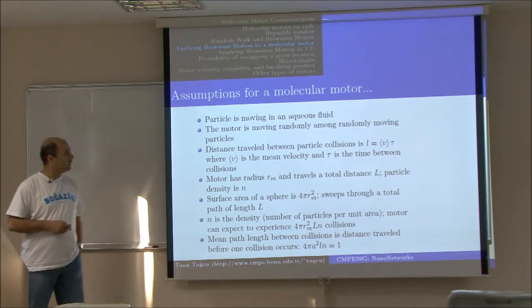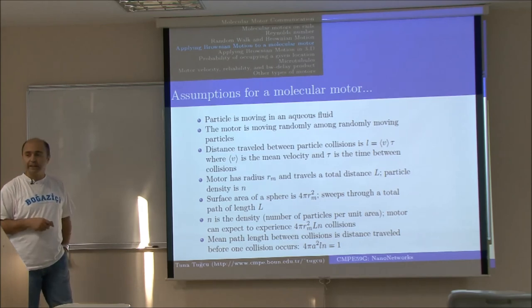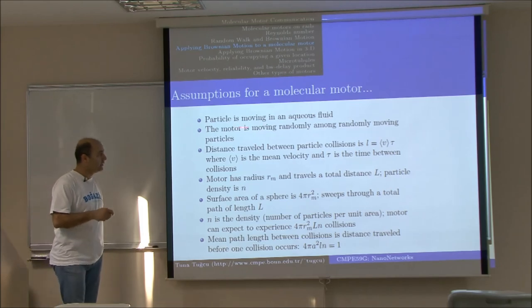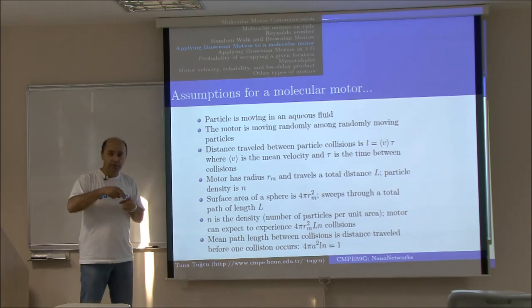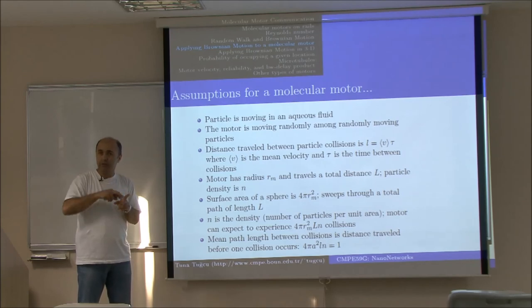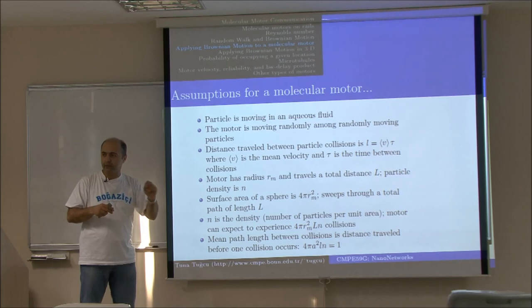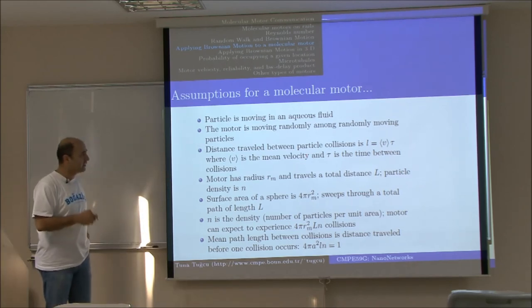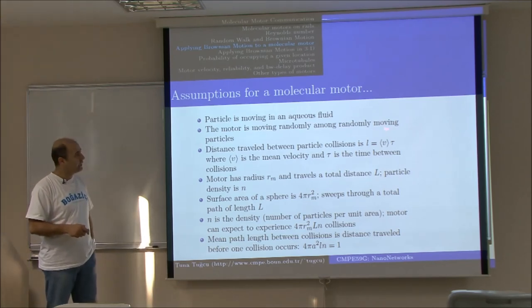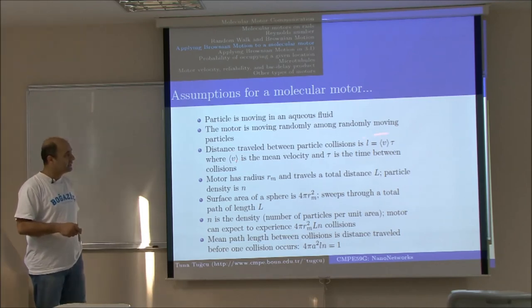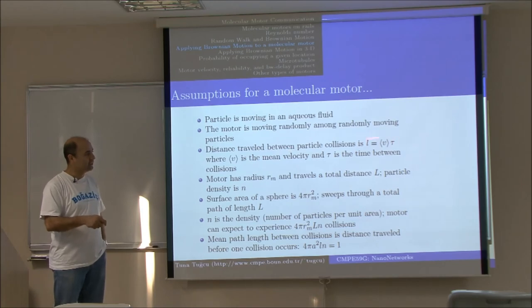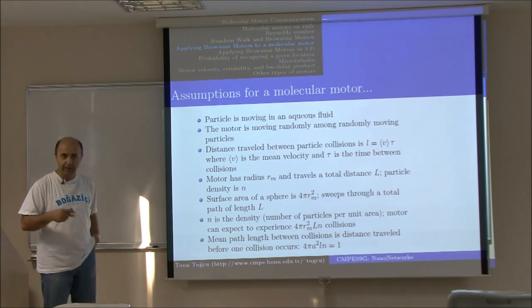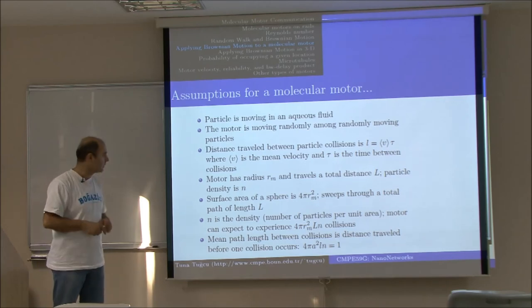So for the case of the molecular motor, the particle is now moving in an aqueous environment. The motor is moving randomly among randomly moving molecules. Pay attention, we are not talking about the case when it is walking on the microtubule, but the case when it is floating in the cytoplasm. And the distance traveled between the particle collisions would be L, the mean velocity times tau, which is the time between collisions. So between two collisions, with this mean velocity, you will travel this much distance, right? So L would be that value. That's your step from one collision to the other.